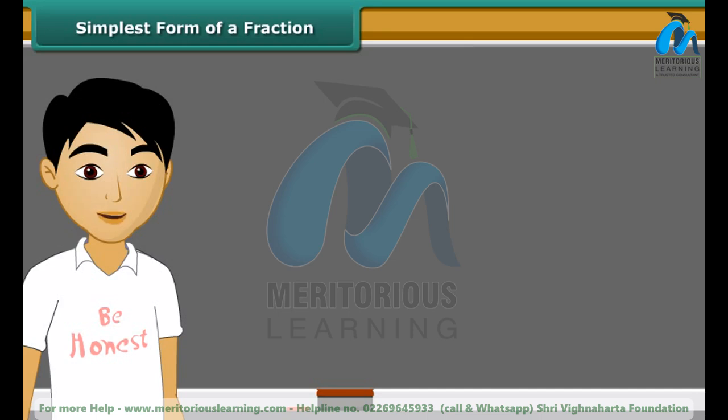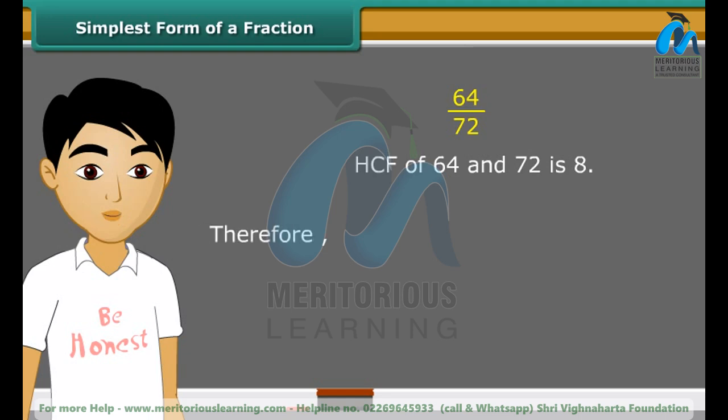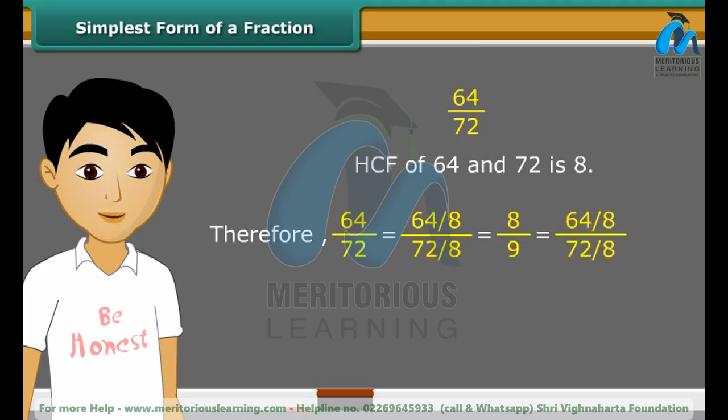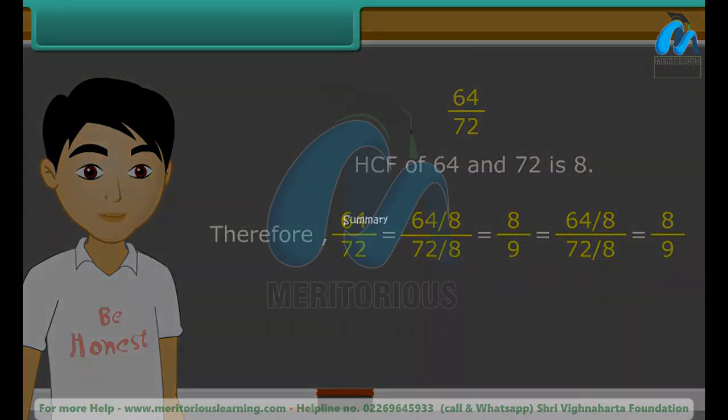numerator and denominator and then divide both of them by the HCF. Consider fraction 64/72. The HCF of 64 and 72 is 8. We get new fraction 8/9 on dividing the numerator and denominator both by HCF. Summary.